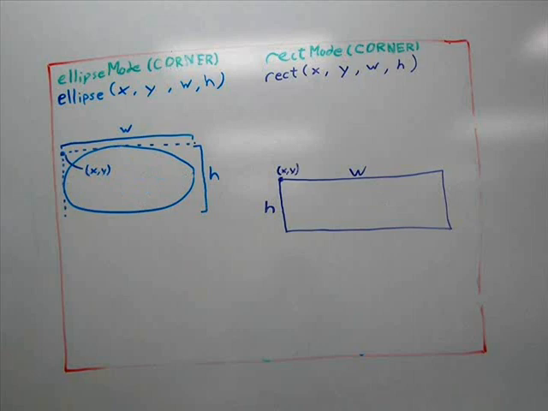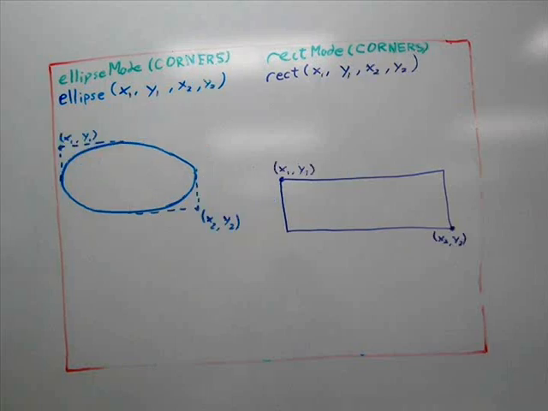In corner mode, the first two arguments represent the x and y coordinates of the upper left corner of the shape, and the next two coordinates represent the width and height as before. By default, all rectangles are drawn in corner mode. Corners mode is a lot like the line method. You specify two sets of x, y coordinates, which represent opposite corners of the shape. Which corners they represent depends on the actual coordinates you provide.